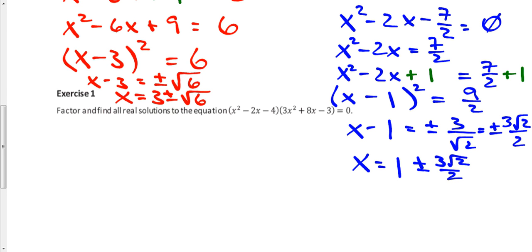Three root 2 over 2. Did you lose me right here, Lou? Is this where you lost me? Okay, what's the square root of this? It's just this, right? Square root of 9, square root of 2. And then I just rationalize, right? I multiply both the top and the bottom by square root 2, and I get 3 root 2 over 2. That's how I got that.